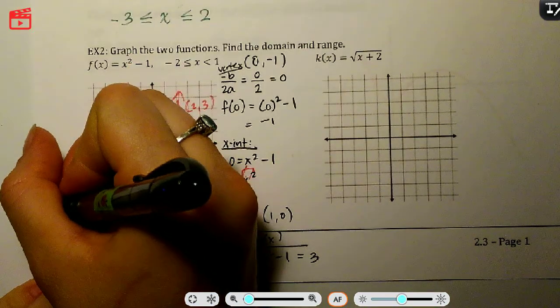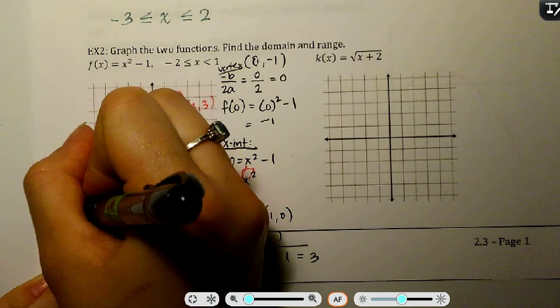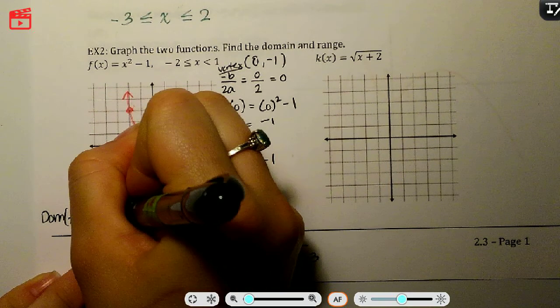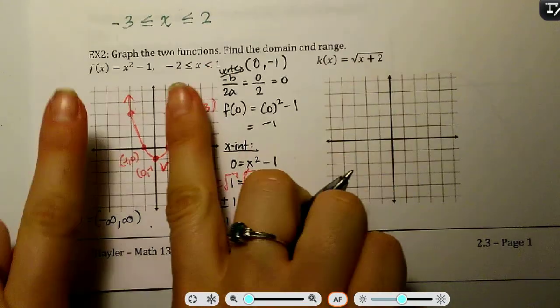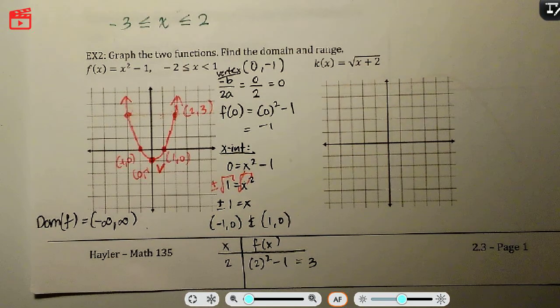Okay, so the domain of f is going to be negative infinity to positive infinity, because remember, for parabolas, we slowly keep opening wider and wider and wider as we go up. So eventually all the x values will be used. We just don't have enough graph paper to do that.